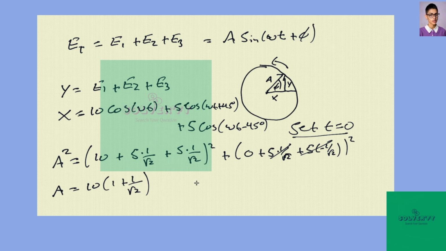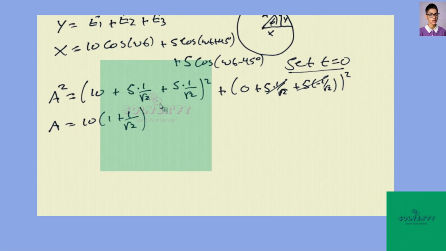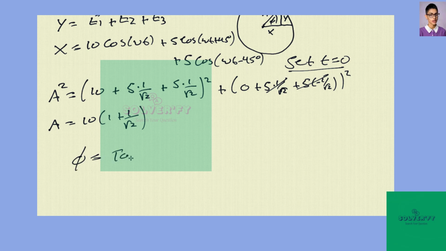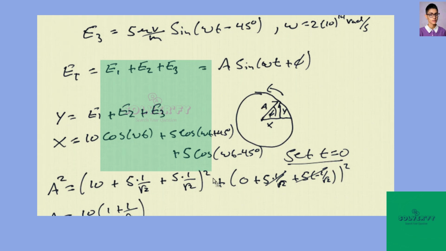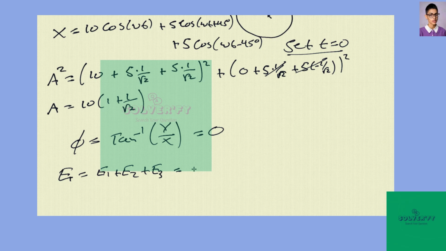Now we have to find the phase. The phase is given as the tan inverse of the y component over the x component. Well, the y component is 0. So this is just 0. So there's no phase shift. So now we can write the whole thing, E total, which equals E1 plus E2 plus E3. We want to write it, remember, in this form here. We found what the phase and the amplitude are. The amplitude is 10 times 1 plus 1 over root 2. Now it's times sine of omega t plus phi, where phi is 0.